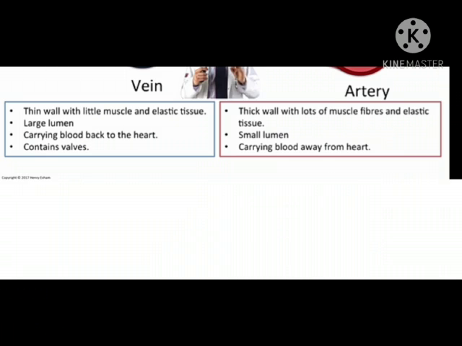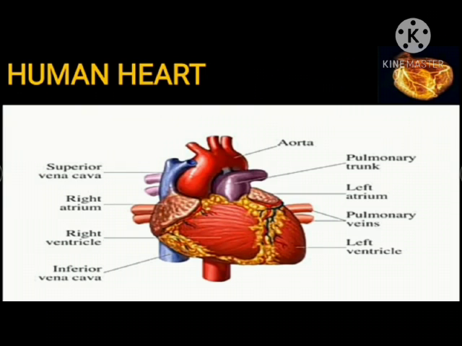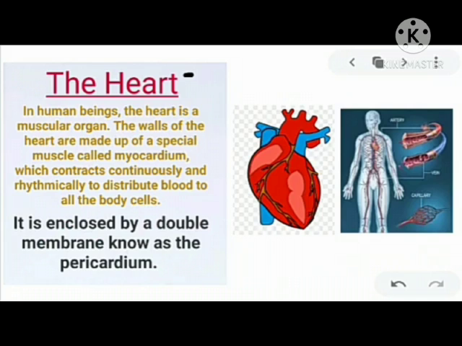Now next is your human heart. The heart is an organ which pumps blood to all the parts of our body through a network of tubes, and what are these tubes called? Blood vessels, which you have already read. Now the heart works like a pump non-stop throughout our life. In human beings, the heart is a muscular organ, and the walls of the heart are made up of special muscles called myocardium, or in a simple way, cardiac muscles, which contract continuously and rhythmically to distribute blood to all the body cells.